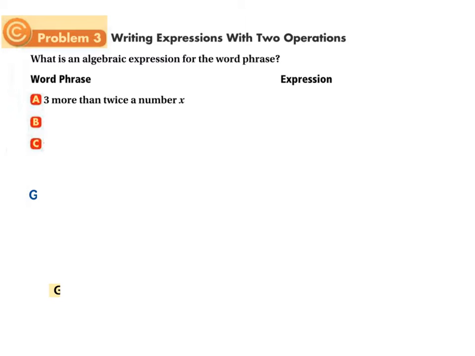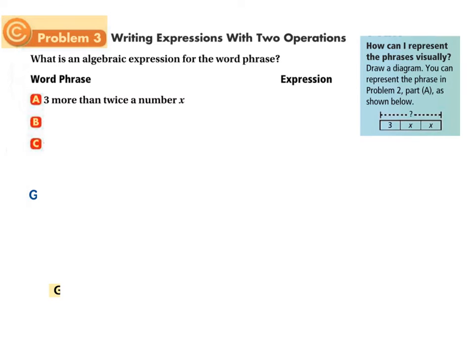Well, how can we visualize that? It would be helpful if you drew a diagram like this diagram here, where you have that number that you don't know, x, you have it twice, and then you go 3 more than that, and you're talking about this entire part here. Okay? And what do we get? We get 3 plus 2x.